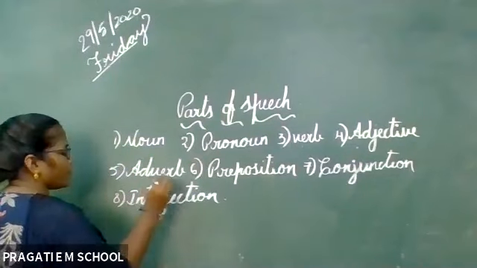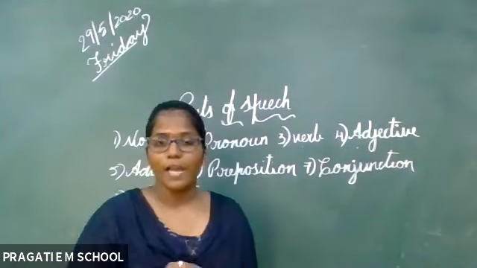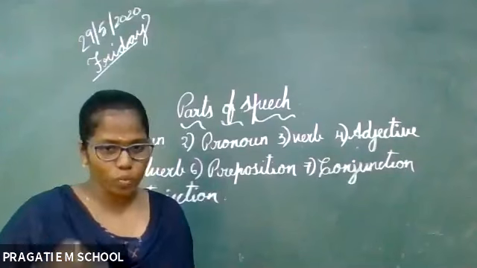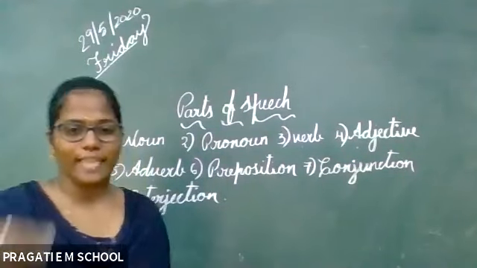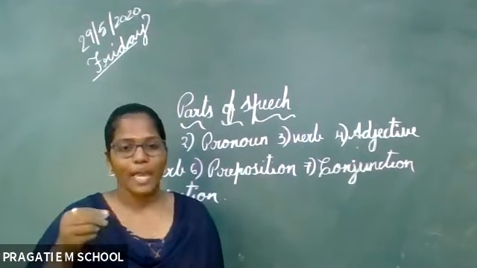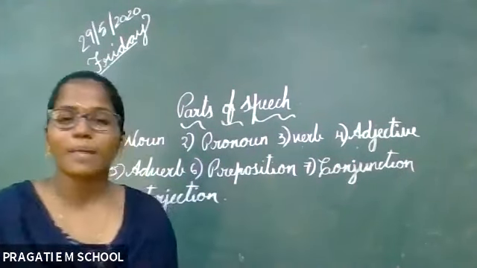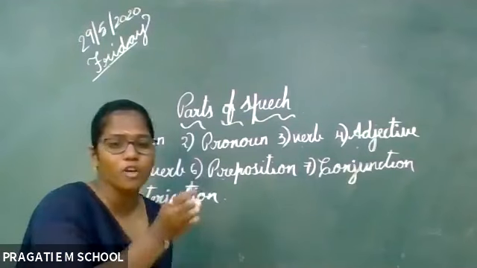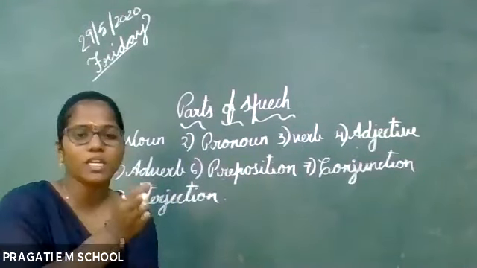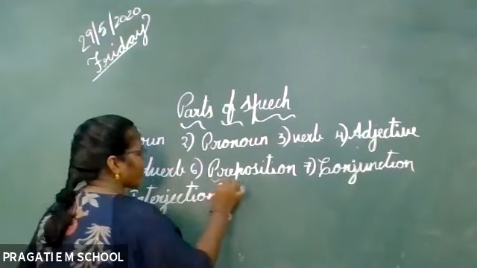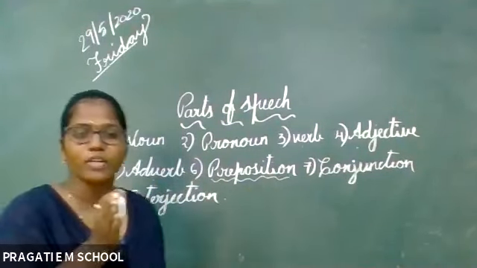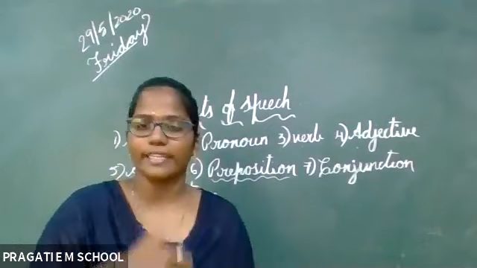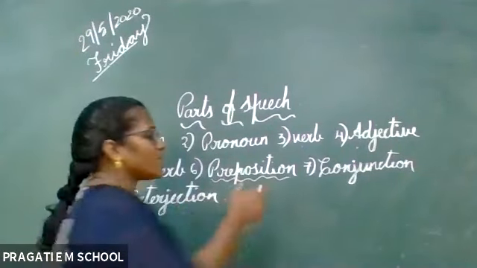And next, adverb, which describes the verb and also tells how the work is done, where the work is done, and when the work has been done. Next, preposition. It is just placed before a noun. Prepositions are placed just before a noun, and show the relationship between the two nouns in a sentence.